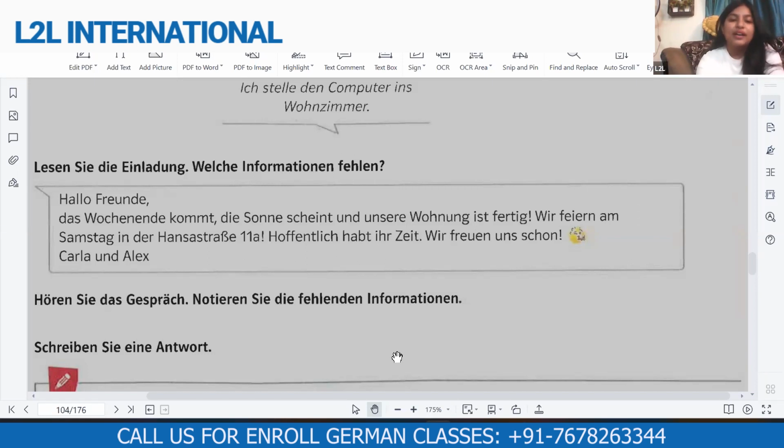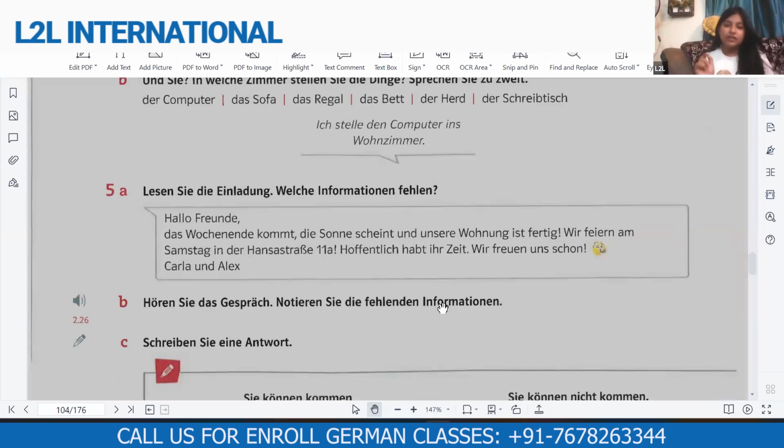So you have to listen to this conversation, which is the last thing for today, and you have to note here the fehlende Information. Fehlende is missing. Information means information. So you have to note down the date and time from the conversation. So I am playing. Please be concentrated enough to look for the timing and for the date. So here it is.